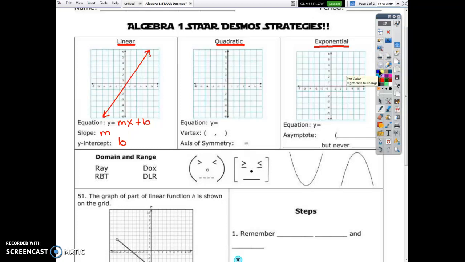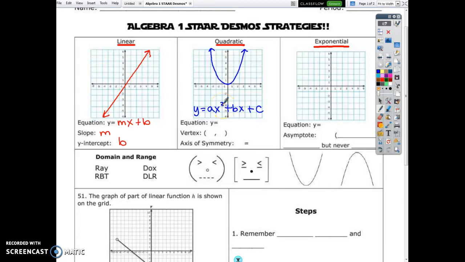Quadratics have parabolas. They look like this. They can open upward or they can open downward. And the equation of a quadratic always has a square. So you can have 2. I'm going to write down both equations. One equation is y equals ax squared plus bx plus c. There's your square. That means it's quadratic.